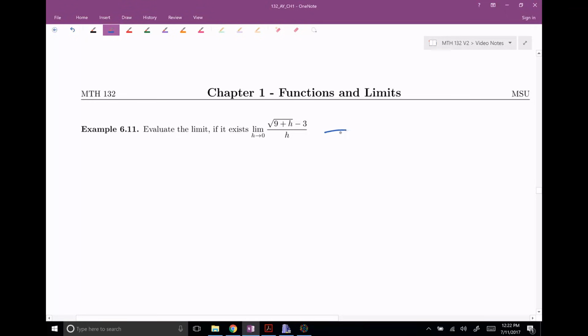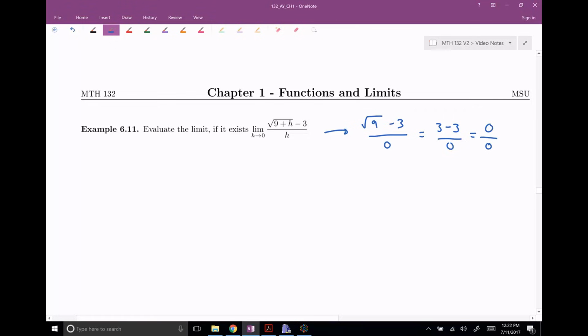See what happens? If I plug in a 0 everywhere I see an h, I would have the square root of 9 minus 3 divided by 0. That's going to give me 3 minus 3 divided by 0. And so we get 0 divided by 0, as you probably suspected, right? This entire video is about the 0 over 0 case and trying to figure out what algebra do I use to try to get those zeros to cancel.